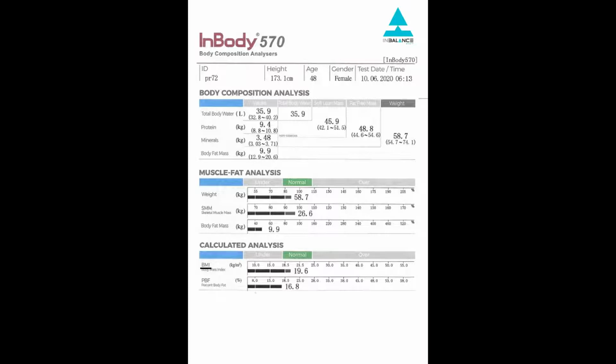Percentage body fat is the percent of your body that is fat. It is calculated by looking at your fat mass in kilograms divided by your weight in kilos, and then that's converted to a percentage.